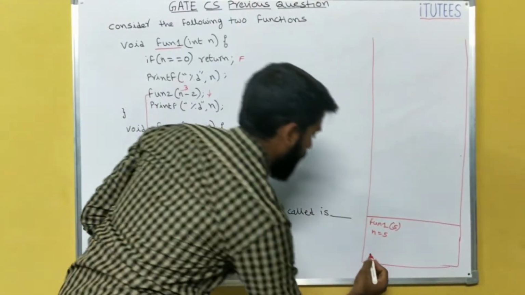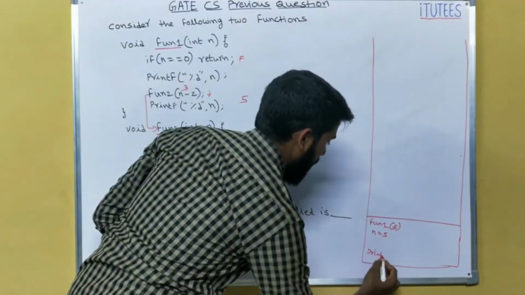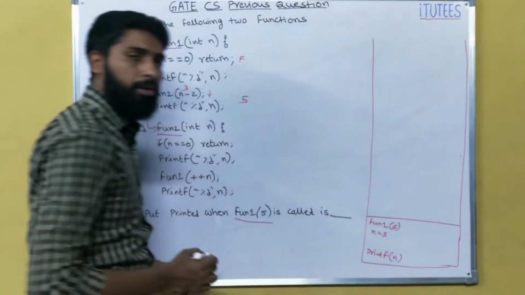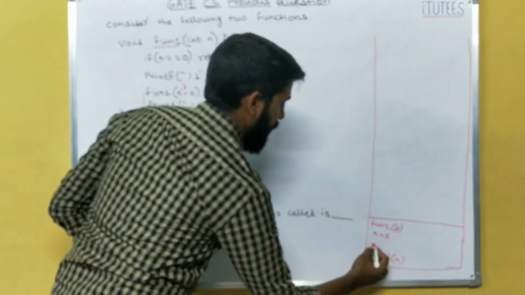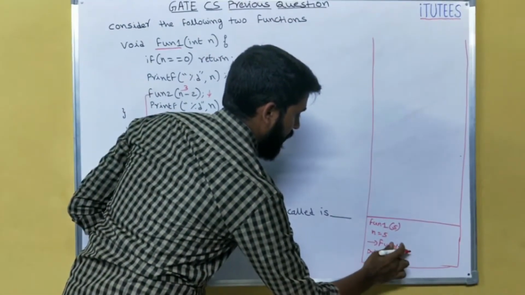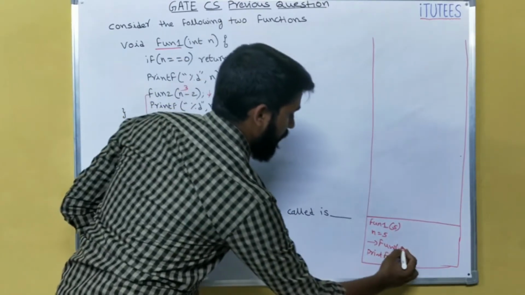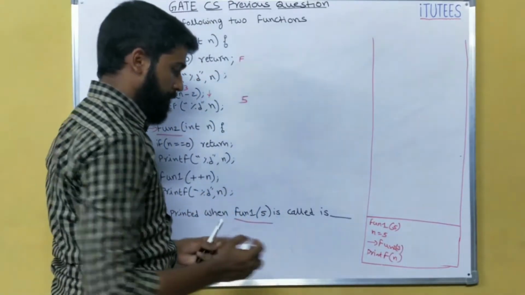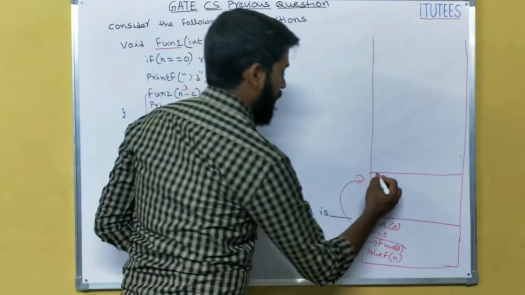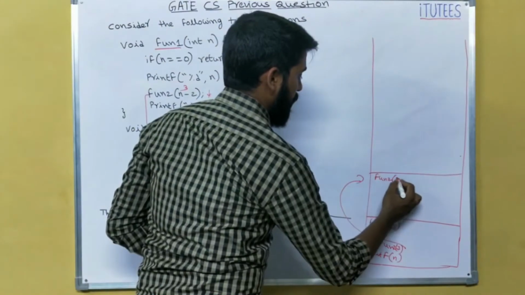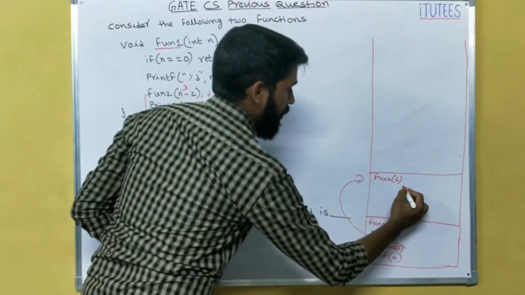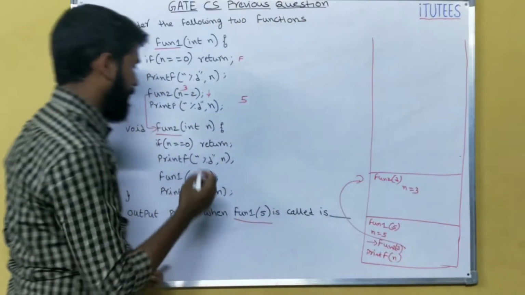The remaining instruction is printf of n. And here we are calling function 2 of 3. That means memory is allocated for the second function, function 2 of 3. This function is called. What is the n value? Here there is another n equals 3.